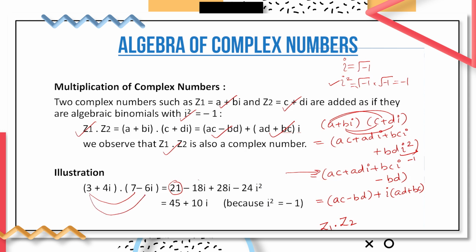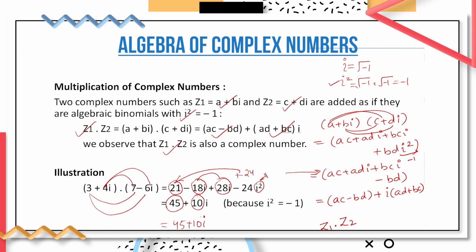Again, 3 into 6 is 18, so 18i. 4 into 7 is 28, so 28i. 4 into 6 is 24 i squared, which is minus 6 times minus 4, so minus 24 and i squared is minus 1. So, minus into minus is plus, and that is why it turns out to be plus 24. So, 21 plus 24 is 45, and 28 minus 18 is 10, so 10i. The entire answer turns out to be 45 plus 10i.